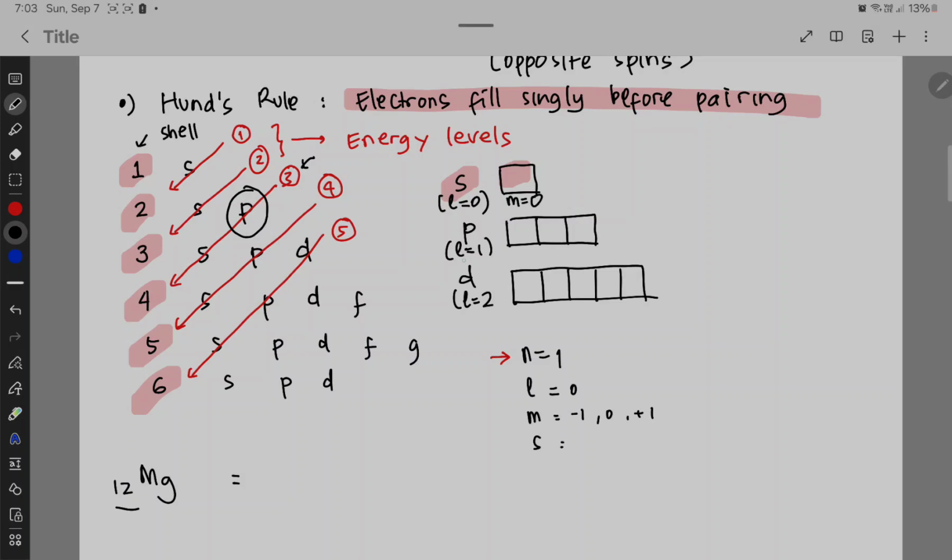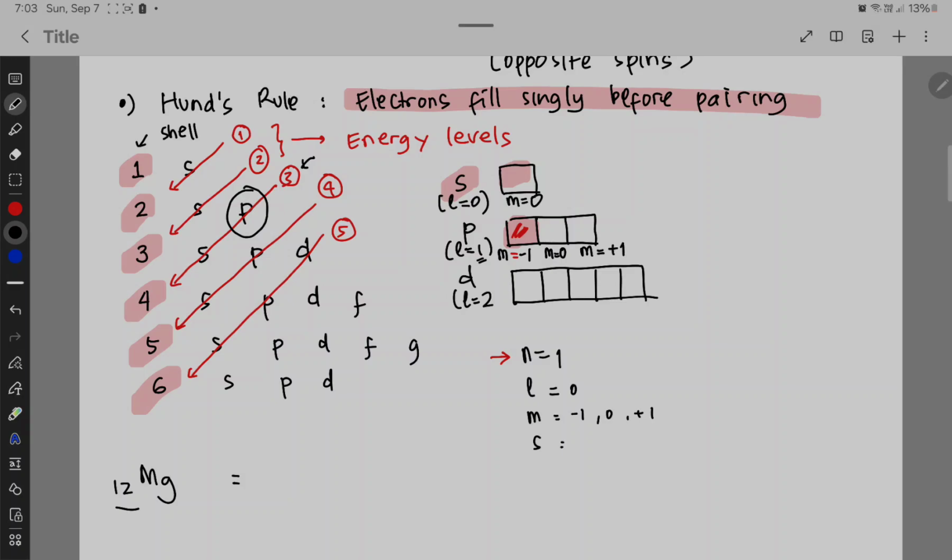p has 3 orbitals. The name of each orbital is m. The first orbital here is called m = -1, because l is 1, so the orbital numbers start with -1. The second orbital is m = 0. This orbital is m = +1.